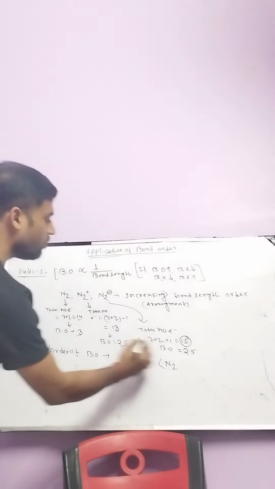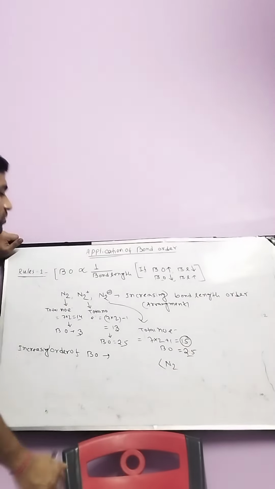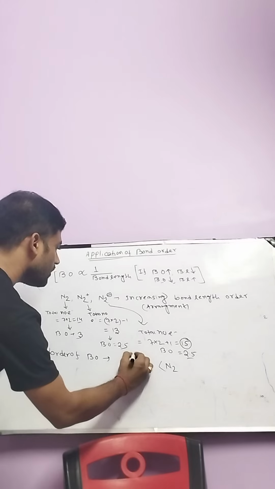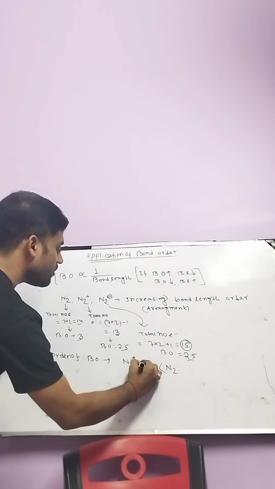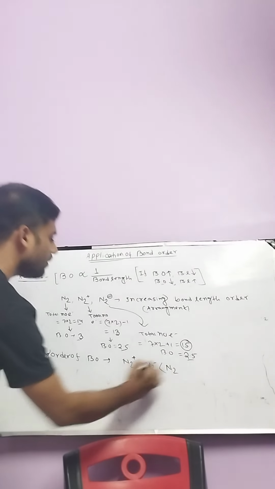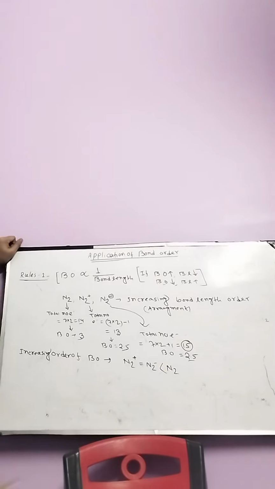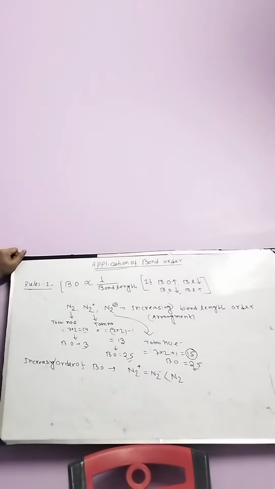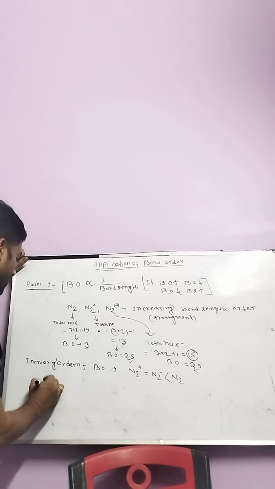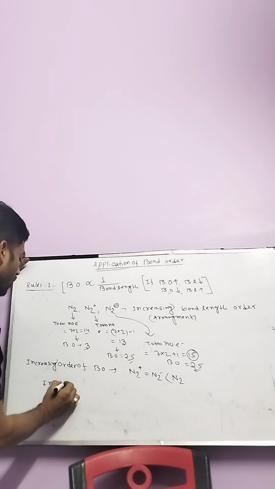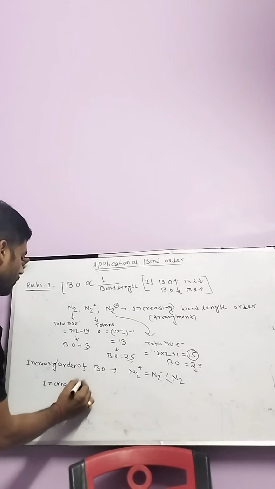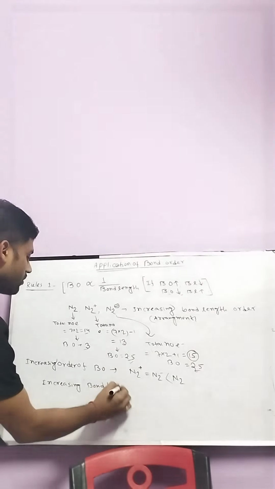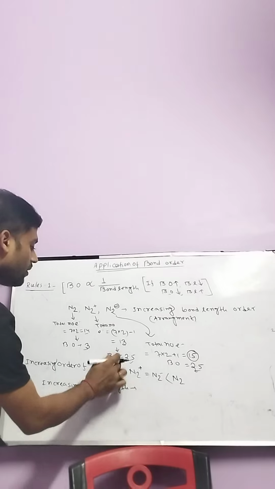So N2 has the maximum bond order. Then N2 plus is equal to N2 minus, due to the same bond order of 2.5. So now the increasing bond length order of these three molecules, according to the formula.